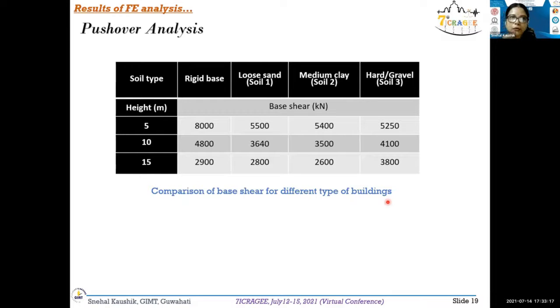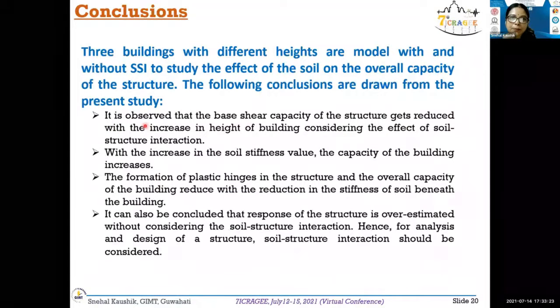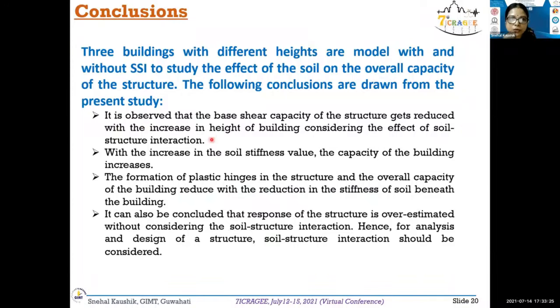So from this study, we can conclude that the base shear capacity of the structure gets reduced with the increase in height of the building, considering the effect of soil stiffness interaction. With the increase in the soil stiffness value, the capacity of the building also increases, and the formation of plastic hinges in the structure and the overall capacity of the building reduce with the reduction in the stiffness of soil beneath the building.